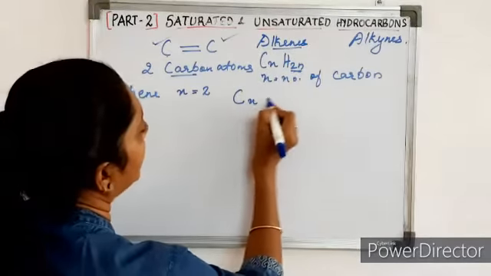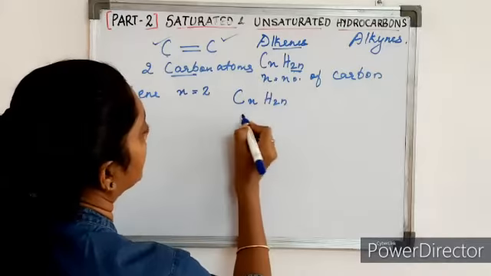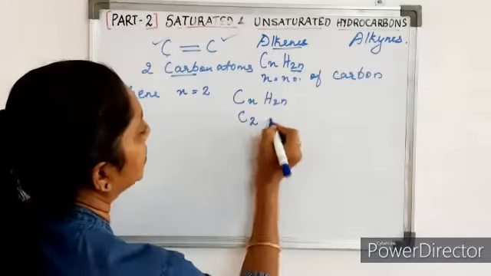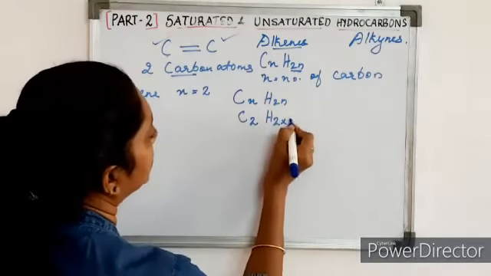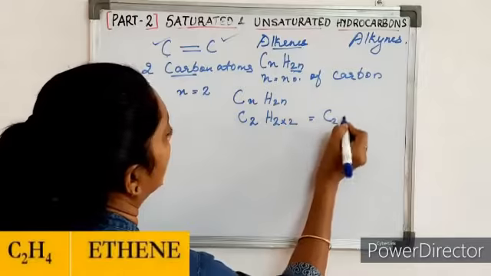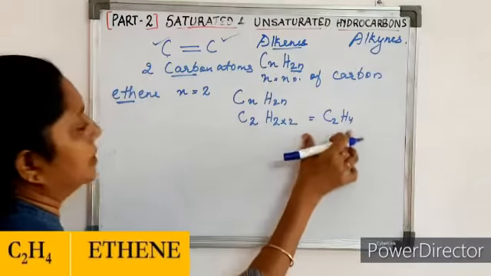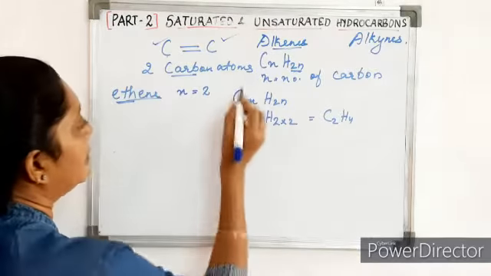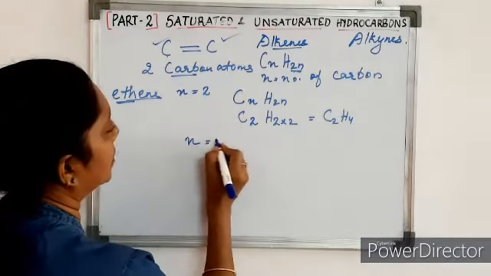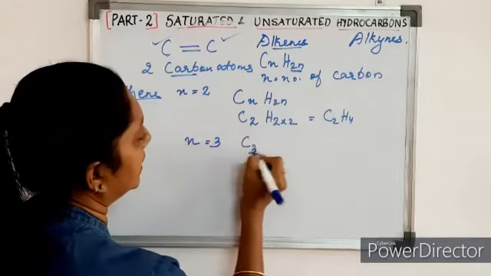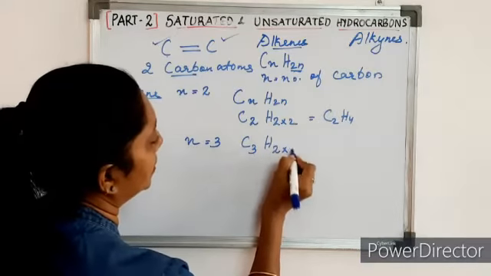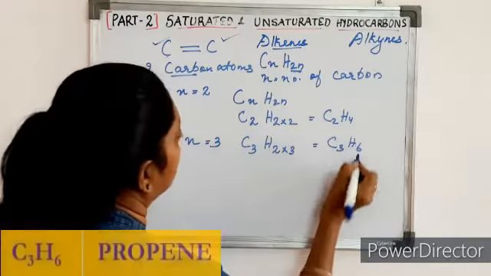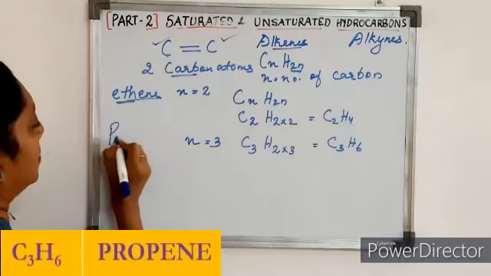Then CnH2n is the formula. The value of n is 2, C2H(2 into 2), that is C2H4. This is the formula for ethene. Now, if we want to find the next molecule, n is equal to 3. C3H(2 into 3), that is C3H6. This is our propene.